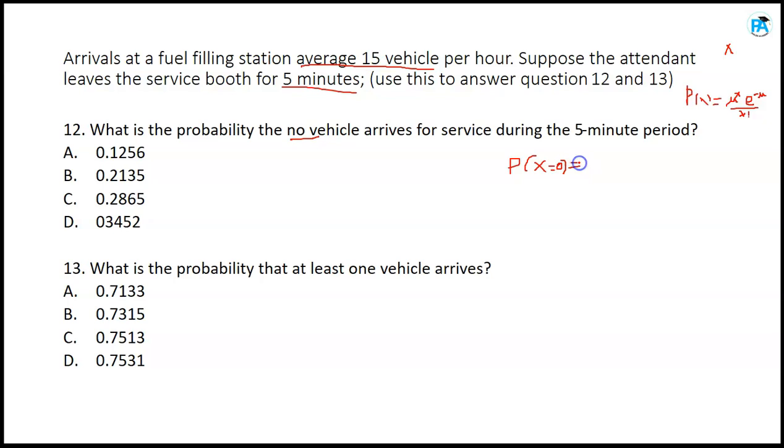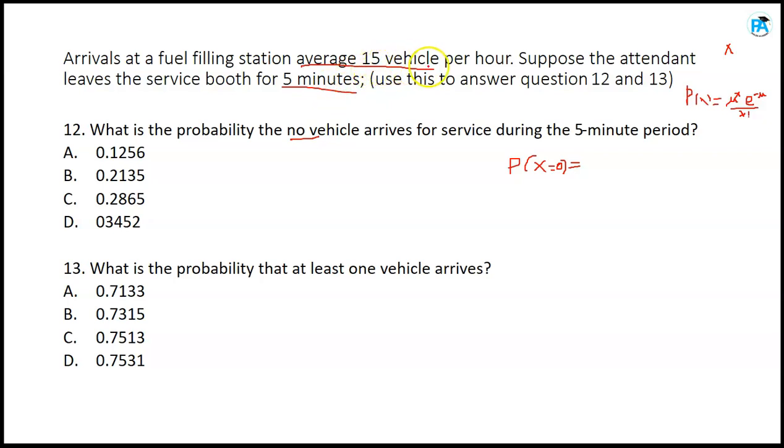Now under normal circumstances, if this condition was not there and it just said 15 vehicles per hour, you just do your substitution straightforward and go. So your mean is 15, right? So 15 exponent x, 0, times e exponent negative 15 all over x factorial. But in this question, you are not going to solve it like that, because there is a condition that it leaves the booth for 5 minutes. So you have to find the mean for 5 minutes separately.